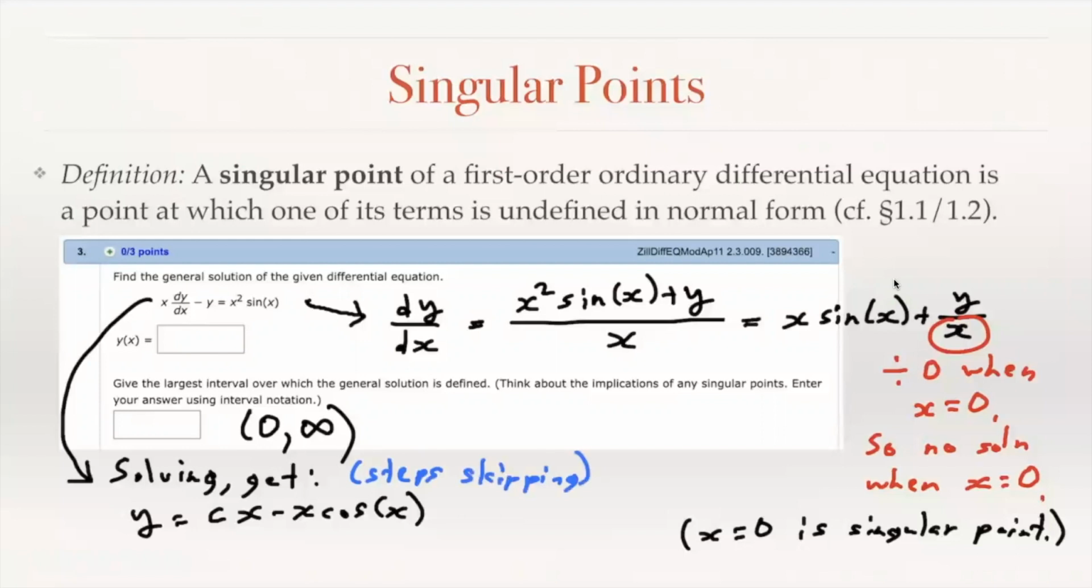And looking at this, it doesn't look like it's undefined anywhere. However, the singular point told us that we can never pass through x equals 0. So because this is not undefined anywhere else, but we can't pass through x equals 0 due to the singular point, that is still the largest interval of definition, 0 to infinity, or negative infinity to 0.